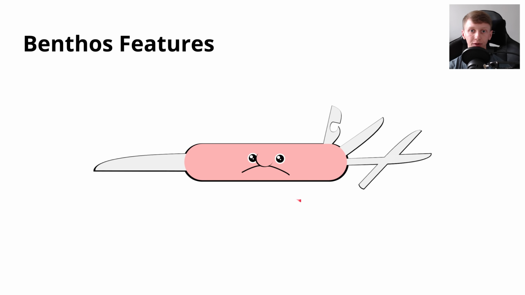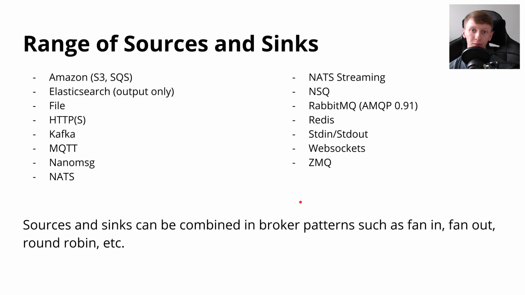Right, let's go through some of the features. The main feature of Benthos is obviously it's got a range of sources and sinks. Anything on this list is something you can both read from and write to, except for Elasticsearch, which you can only write to. If you've got a use case for arbitrarily reading Elasticsearch, I'd like to hear it, and I'll consider putting it in, or I won't.